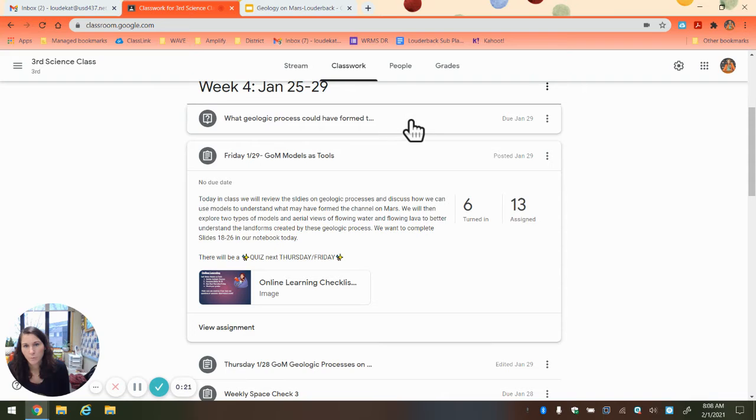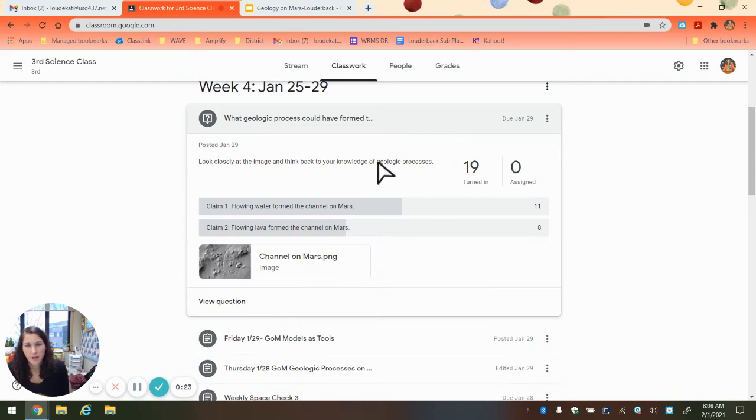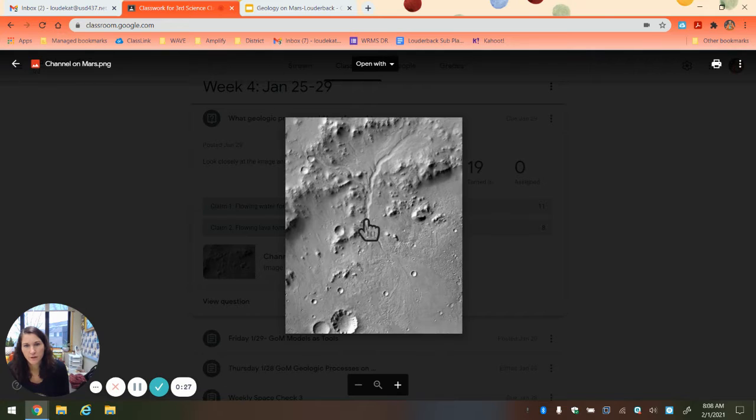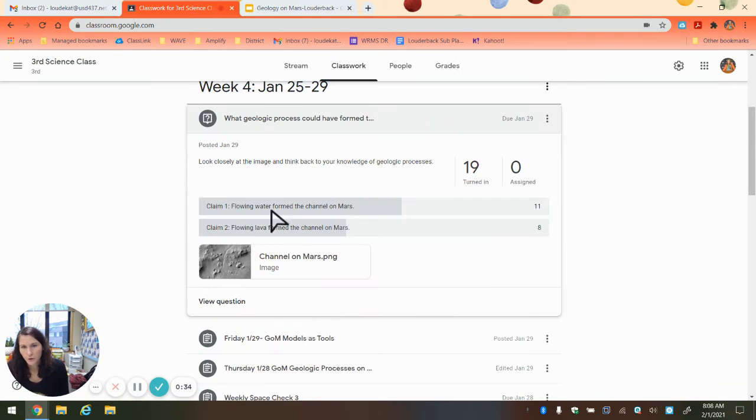So one of the things that I first wanted to look at is the channel here. All right, so here's that channel on Mars. What were your initial thoughts on what created this channel? Was it flowing water that formed the channel or flowing lava? Most of the classes were pretty split 50-50, so it was fun to see your insight and to look into it. But now we're going to look a little closer at the differences between flowing lava and flowing water.